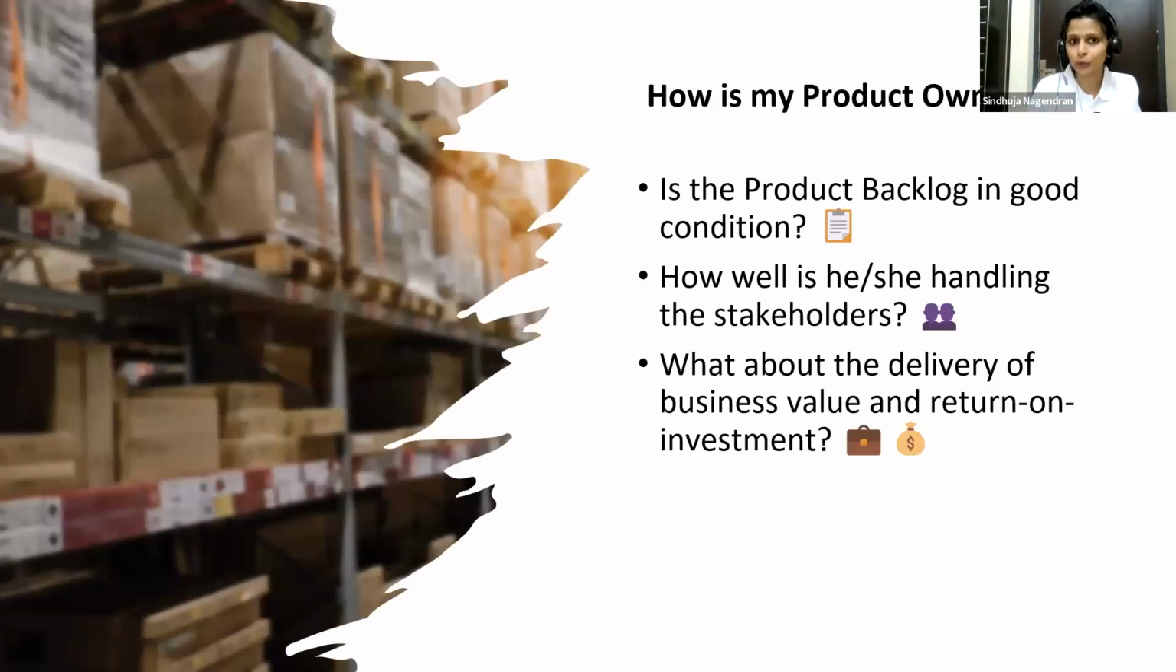Apart from this, as a Scrum Master in a sprint, how does my life look? How is my product owner doing? Is the product backlog in good condition? How well is he or she handling the stakeholders? What about the delivery of business value and return on investment? How much return on investment am I getting? These things we can consider, and we can think of some innovative ideas or something we can do, a better refinement. That way we can think and propose options to the product owner.